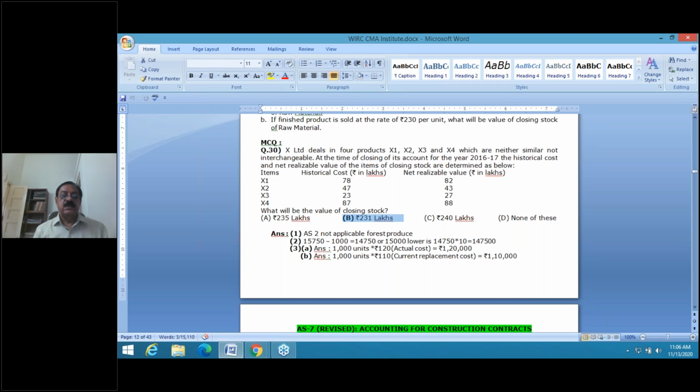Individually I have taken, not that I make the total of 78 plus 47 plus 23 plus 87, make the total of NRV and then compare, and whichever is lower I take. I'm taking it individually. For X1 I'm comparing the two, taking the lower. For X2 comparing, taking the lower. Like this you will have to take, and that way you will get your total inventory cost, friends.